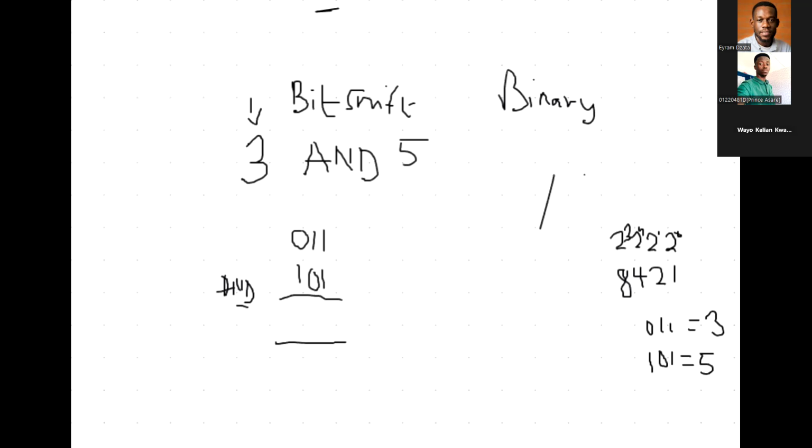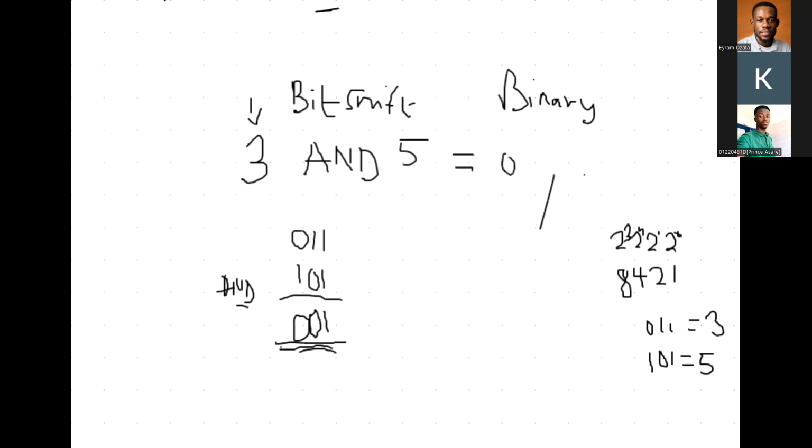Anyone? True will give us True, so we'll have 1 here. Then true and false. Anytime there's 0, it is false. So 1 and 0 gives us False. 0 and 1 also gives us false. So this will be our value for when we use the bit shift operator. So when you do 3 and 5, you are going to get 0, 0, 1.